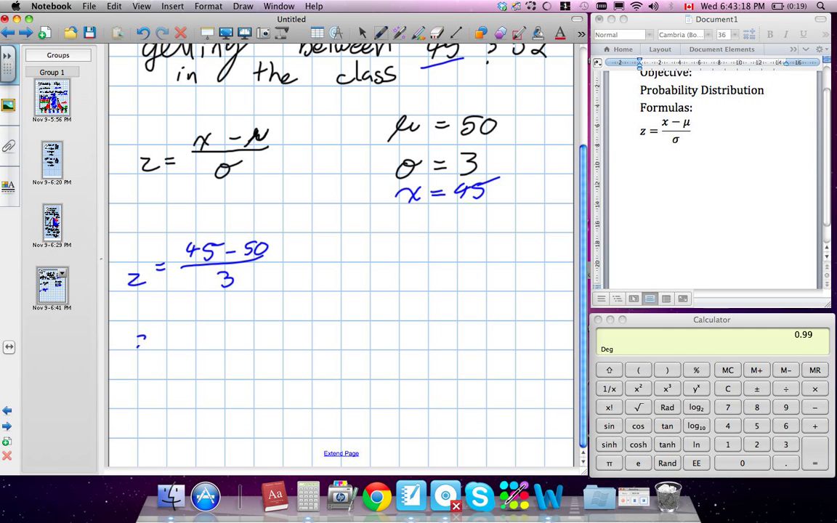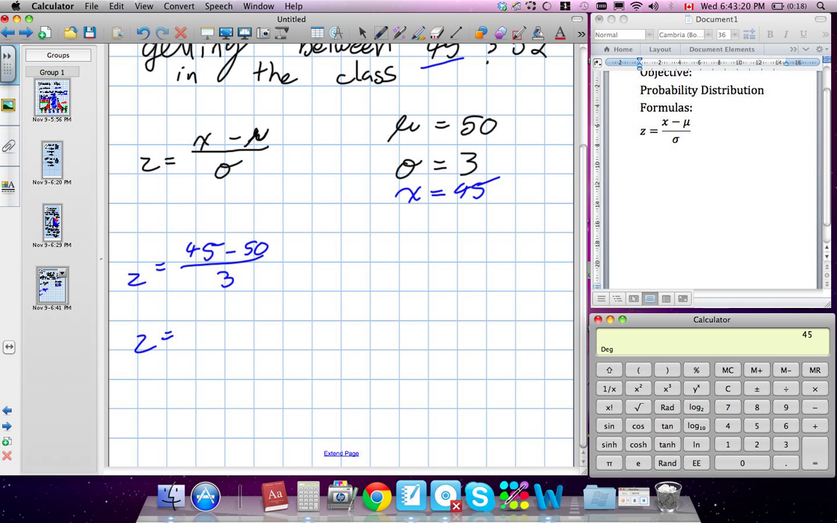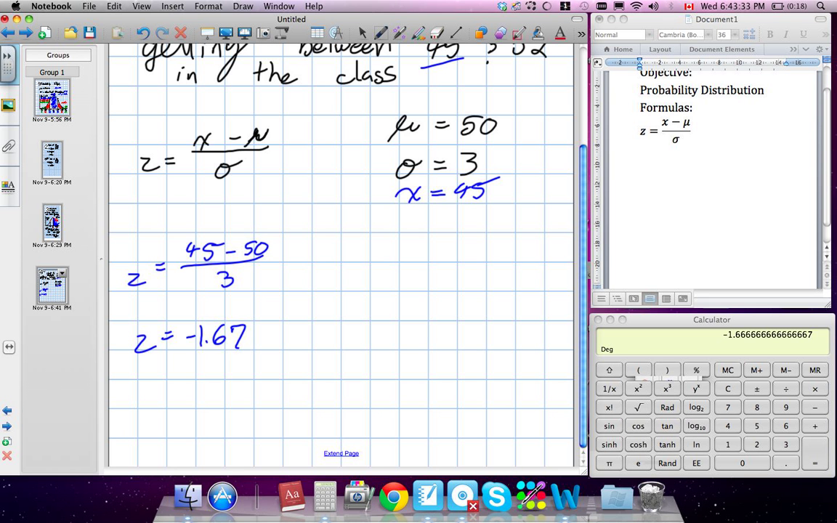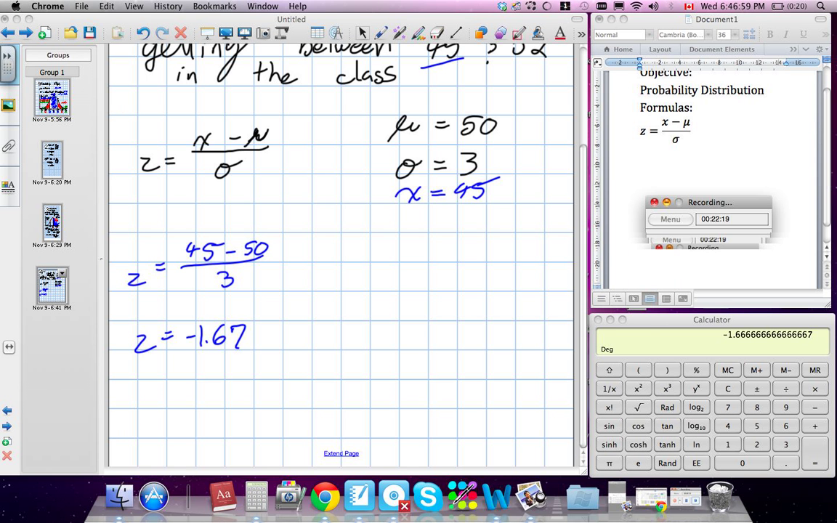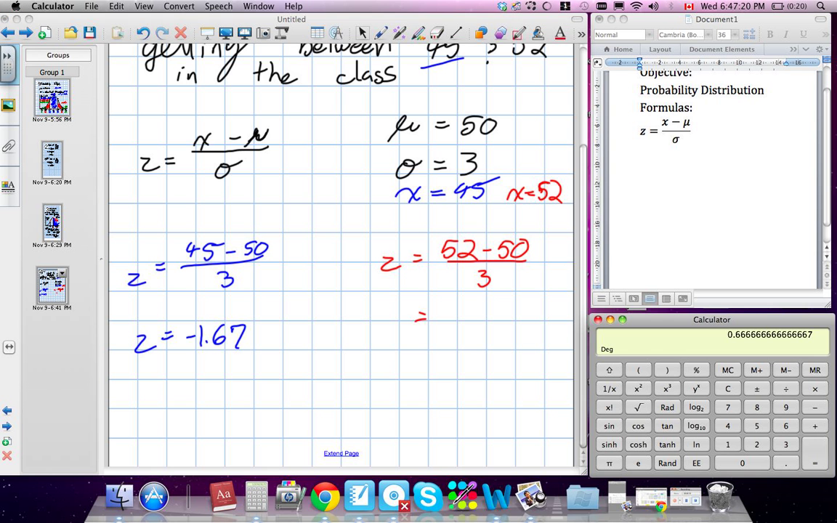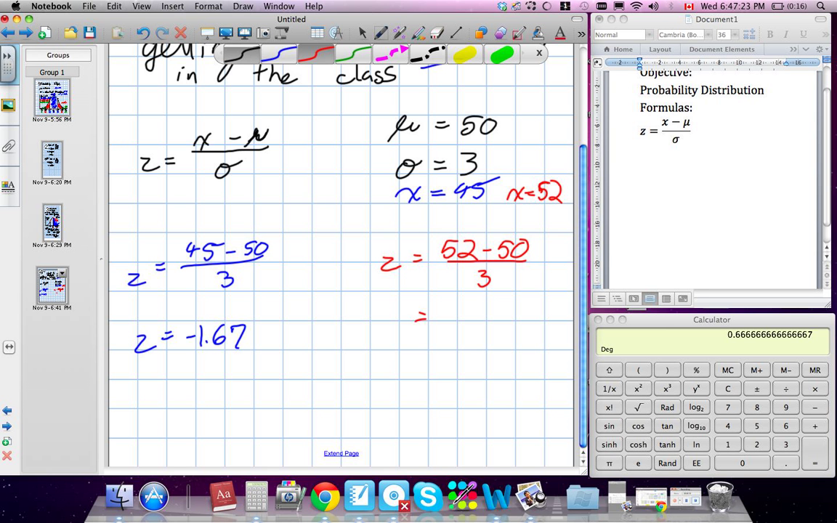Let's do a question similar to that. Using the exact same information we had before, what percent of students are getting between 45 and 52 in terms of their marks in this class? Right now, I have no idea what the z-scores are for 45 and 52. We do know our formula, which is z equals x, subtract the mean, divided by the standard deviation. We know that our mean is 50, our standard deviation is 3. I'm going to have to find the z-score for 45, and I'm going to have to find the z-score for 52.